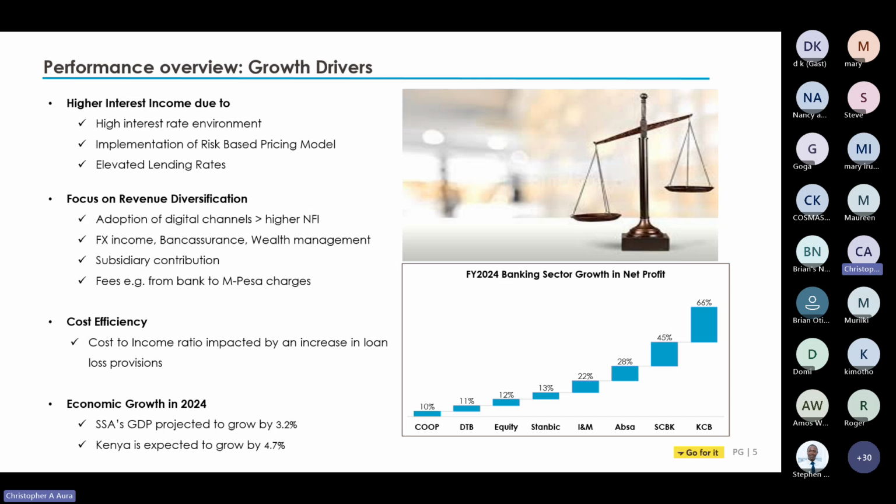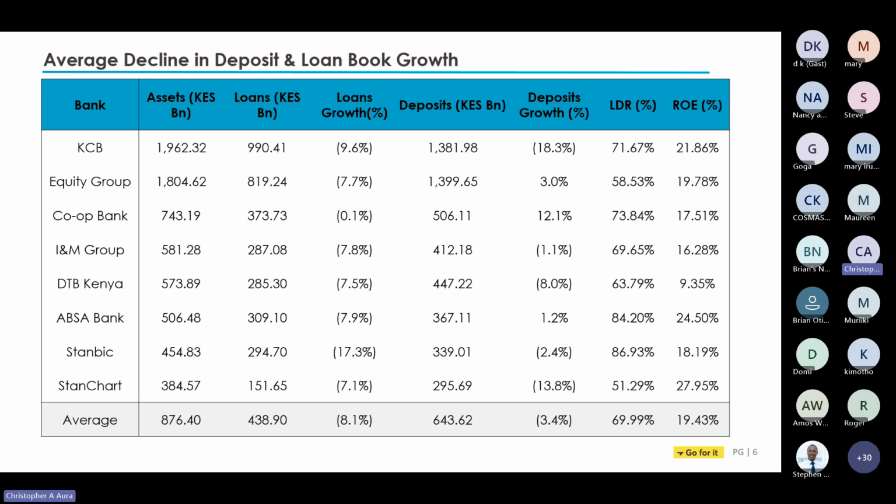And the economy, despite struggling in 2024, remained resilient and is projected to grow by 4.7%. So this one at least helped in the growth. And now, just for this slide, we're looking at some of the main line items for the banks and how they performed. So for this year, one of the key things to note is that in 2024, for all the listed banks, their loans reduced.